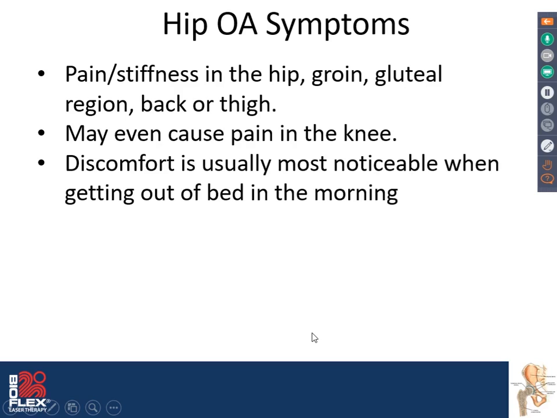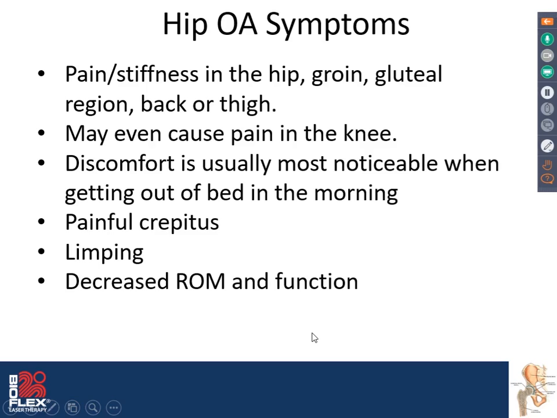Typically, their discomfort is most noticeable when they're getting out of bed in the morning, that gelling of the joint overnight. Crepitus is common and it's usually painful. Remember that crepitus is quite common in many joints, but if it's not painful, it's not usually too much of a concern. It's when it starts to become painful that it's more indicative of an osteoarthritis or degenerative type of condition. The patient is oftentimes limping, may require a cane or supportive use. Of course, their range of motion is decreased.